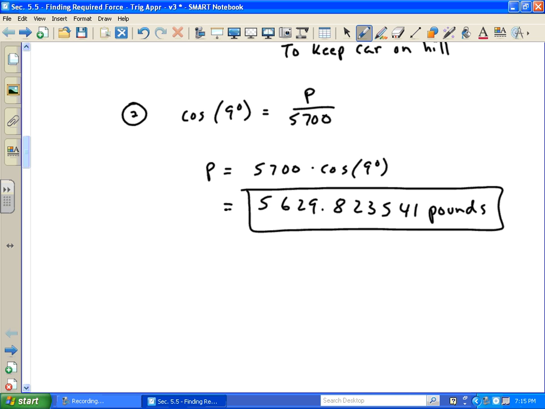Once again, let me emphasize that this particular problem I'm working differently than the book does. So if you're trying to do examples like this in your homework, don't click on Help Me Solve This or View an Example. Instead, refer to the example that I've shown you here. This concludes this example of finding required force.